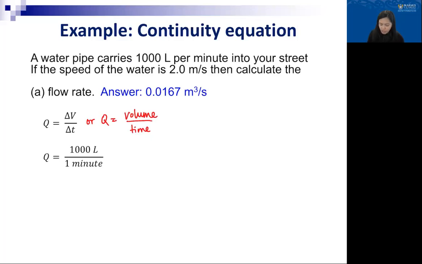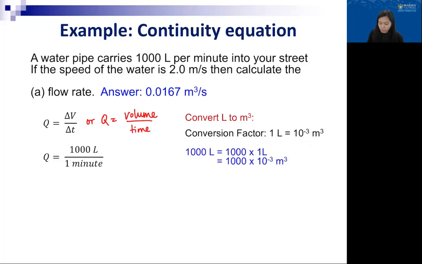Now, the thing here is we have to use base units. So liters is not the base unit. The base unit is cubic meter. And minutes is not the base unit for time. It has to be in seconds. So we have to convert liters to cubic meters and minutes to seconds, right? So the conversion factor from liters to cubic meters is shown here. 1 liter is 10 to the minus 3 cubic meters.